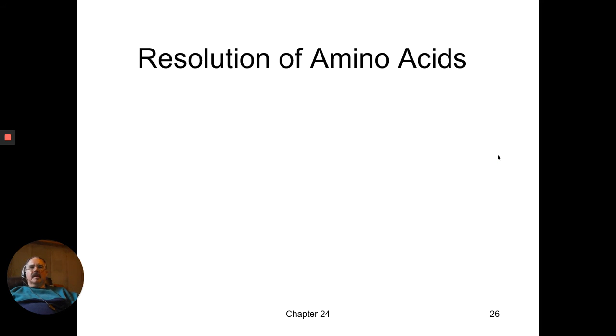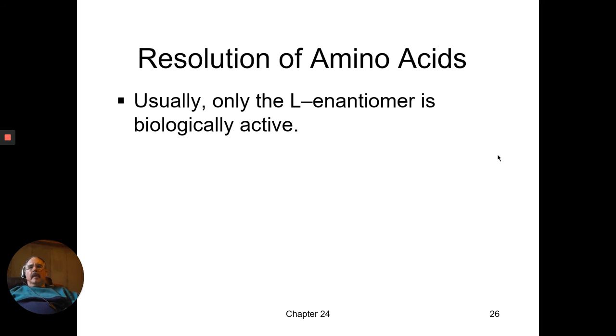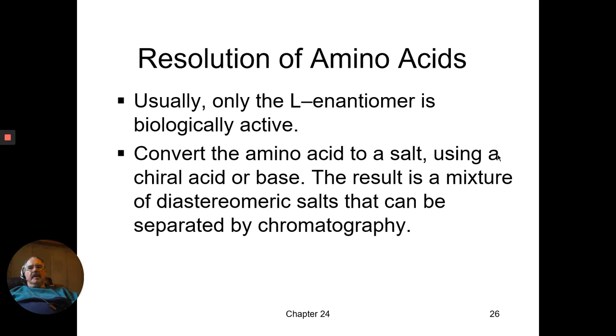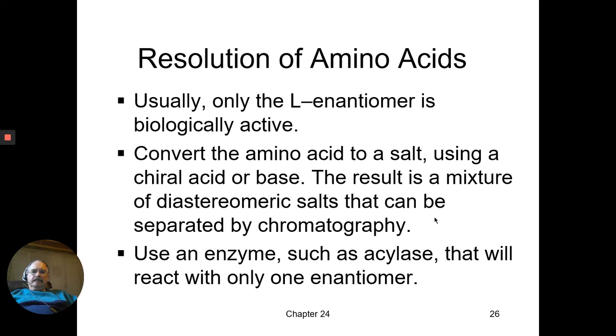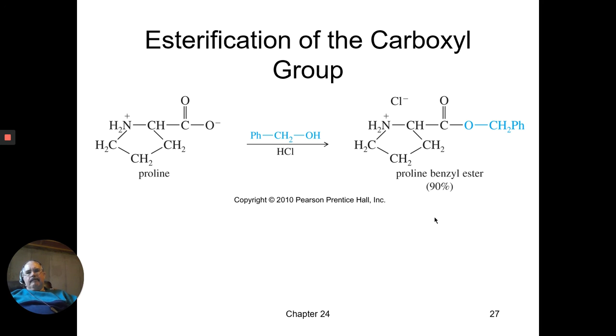Okay, I'm going to move through this quickly. Usually only the L enantiomer is biologically active. And if we do produce a racemic mixture of amino acids, we can convert the amino acid to a salt using a chiral acid or base. And then these diastereomeric salts can be separated by column chromatography or perhaps by recrystallization. We can also use an enzyme such as acylase that will react with only one enantiomer.